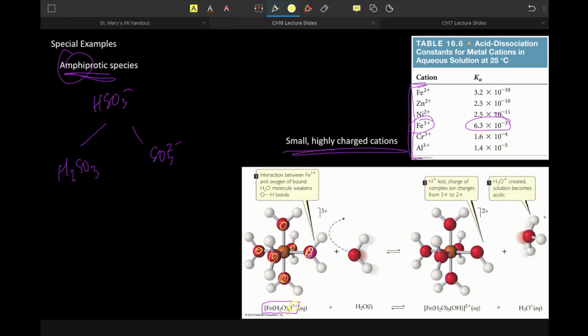But when that positive iron interacts with these partial negative oxygens, electron density is pulled away from the hydrogen. And as electron density is pulled away from this hydrogen, it is more easily abstracted by the lone pairs on a neighboring water molecule, which means that we then form this ion in solution. So that's always something to look out for.